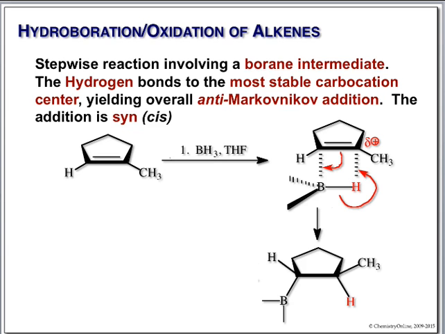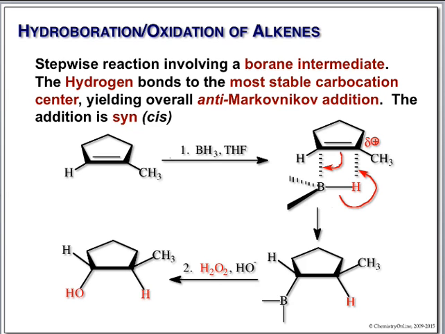It's a stable compound. In order to get rid of it, we have to dump in alkaline peroxide. When we do, boron is lost and an OH group is put in its place. Not going to ask you about the mechanism of this. It's not complicated and it's in the book. But again, OH replaces boron in our second step. Anti-Markovnikov and syn stereochemistry.